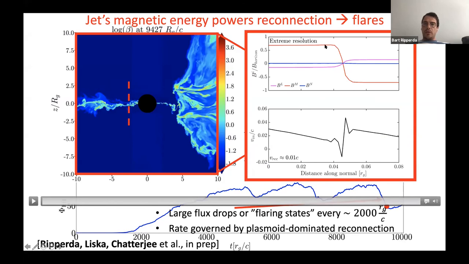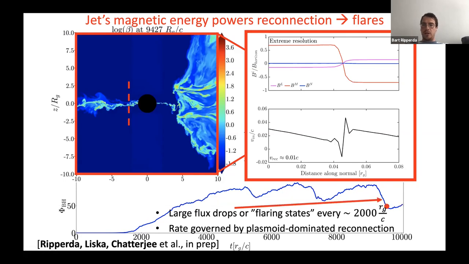So red is the toroidal field, and magenta is the horizontal. So both components reconnect, they both go to zero, and the guide field here is really zero, as you can see with the blue line. And here you can see this reconnection rate, so you have to take a difference between the left and the right, because there is some global flow in the vertical direction.